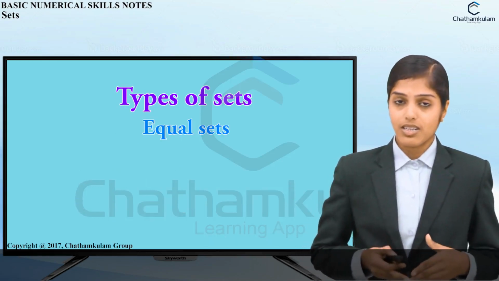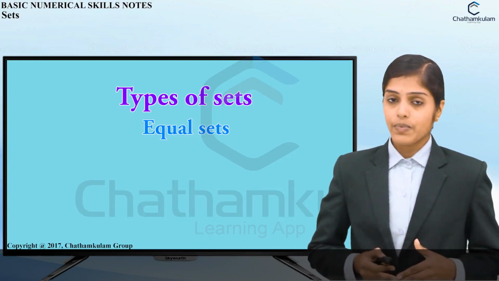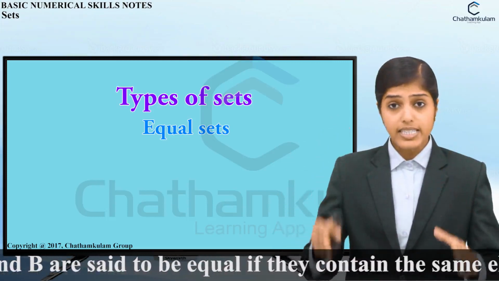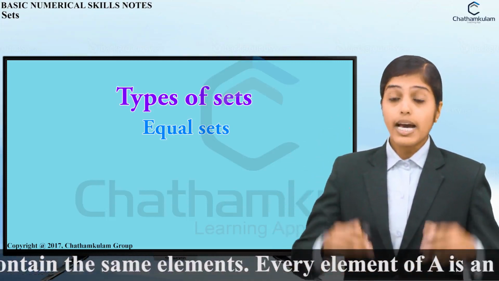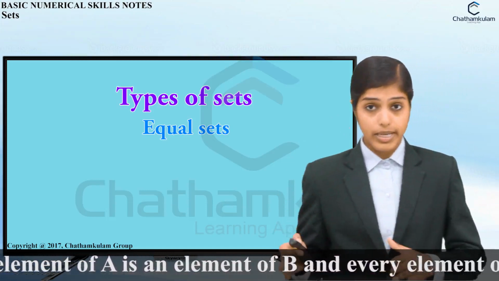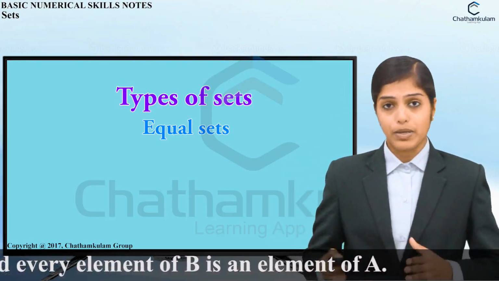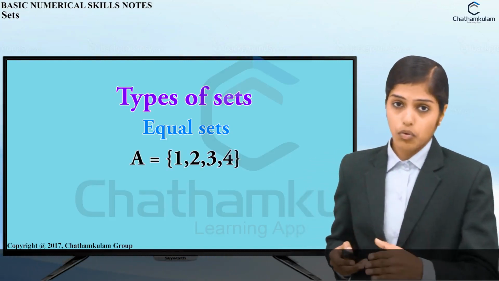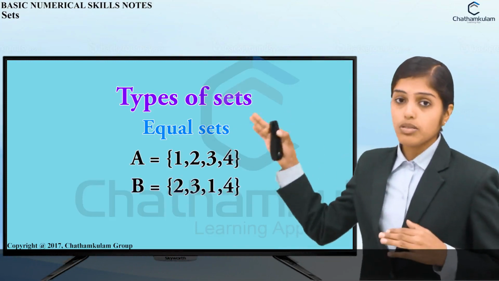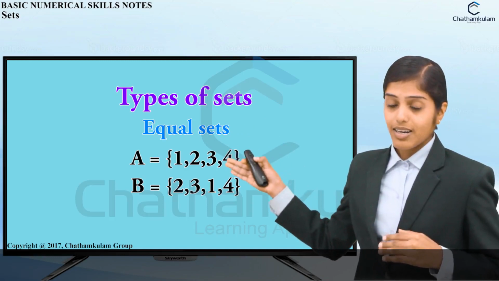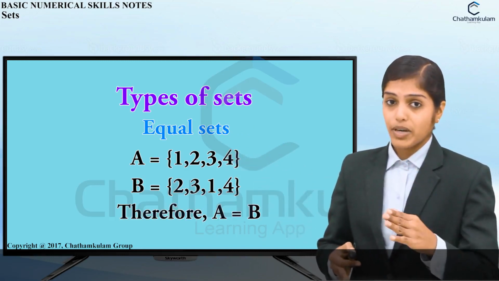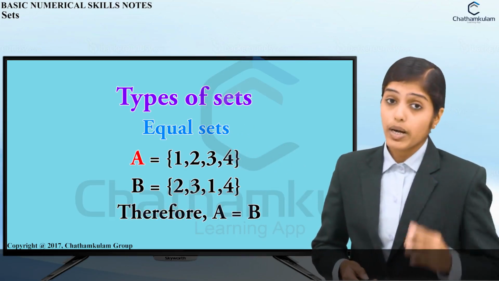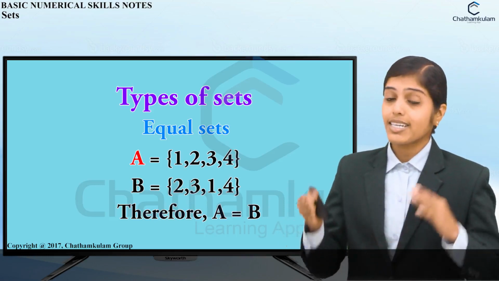Next, equal set. So what is an equal set? Two sets A and B are said to be equal if they contain the same elements. That is, every element of A is an element of B and every element of B is an element of A. For example, A is equal to the set of 1, 2, 3, 4 and B is equal to the set of 2, 3, 1, 4. Here, therefore, A equals B. Why? Because all the elements contained in set A are the same as the elements contained in set B.